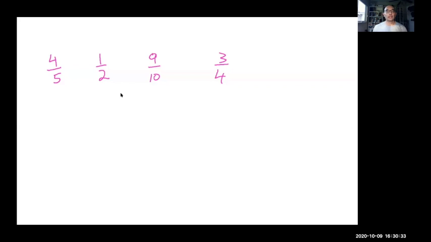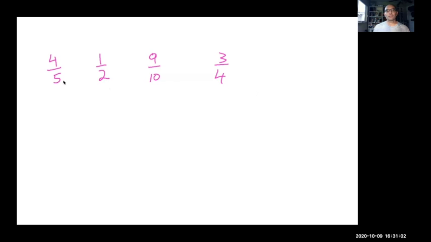Okay, now you're also going to have problems that look like this, where you have several fractions and it says put them in order, or you have to put them on a number line, something like that. But how do you compare 4/5 to 3/4 to 9/10? They all look so different. So what we're going to do is make them all have the same denominator. Now you could also just turn them all into decimals, which basically is having a denominator of 10, but let's just do it like this.